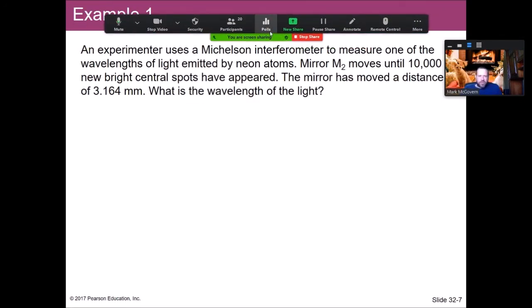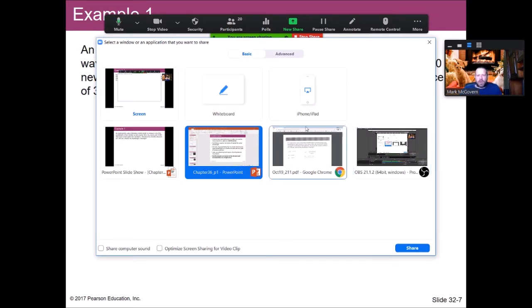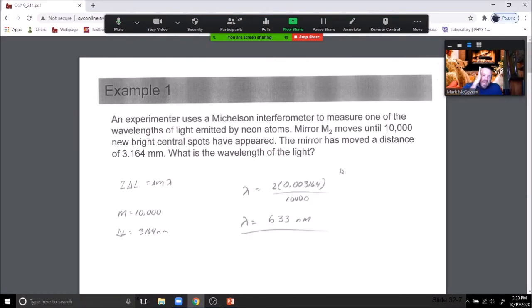All right, first question here. Let's jump to our examples. An experimenter uses an interferometer to measure one of the wavelengths of light emitted by neon atoms. Mirror 2 moves until 10,000 bright central spots have emerged.